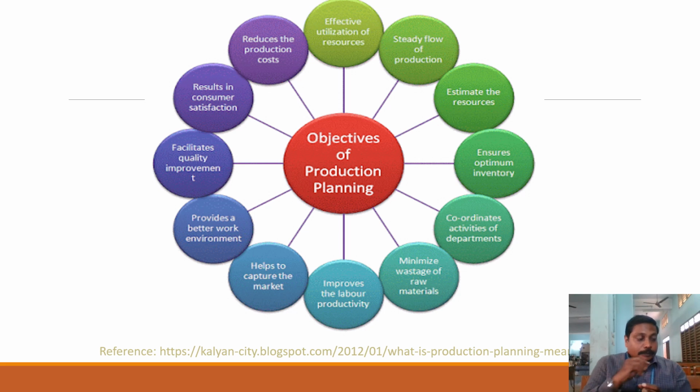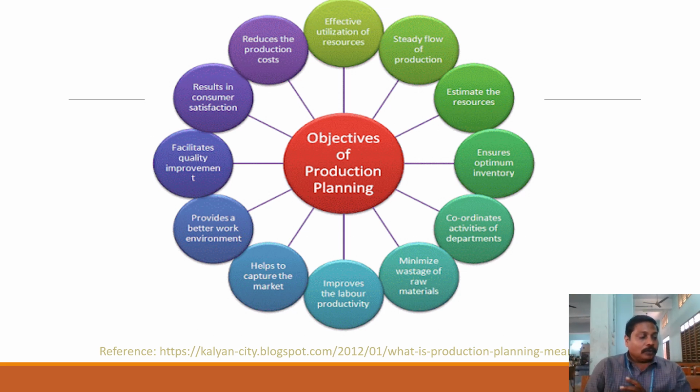Second one is maximize resource utilization. If you're running an RO plant, you will have labor also. You should properly utilize their skills, and also properly utilize your machinery. Those things you should plan. Then third one is minimize cost. You should minimize the production cost, then only can you provide the end product to the end user at a low or competitive price.